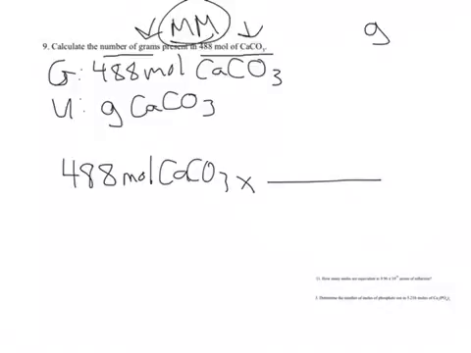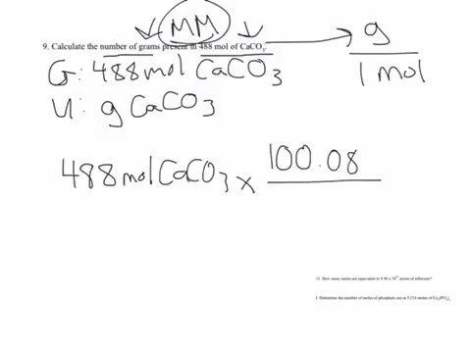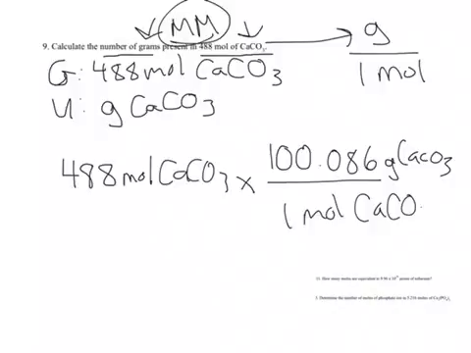Molar mass is grams over 1 mole. And the grams we get is from the periodic table. Remember, the unit that you are trying to cancel out is the one that's going to go at the bottom. The unit you're trying to solve for, grams, is going to go at the top. So I calculate my molar mass of calcium carbonate, which happens to be 100.086 grams of calcium carbonate per 1 mole of calcium carbonate.